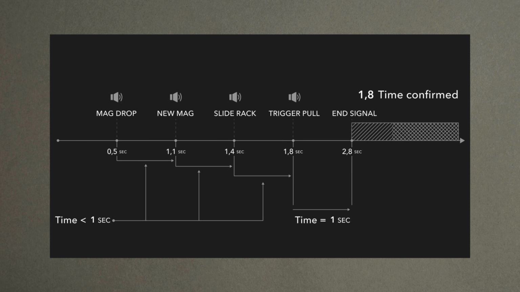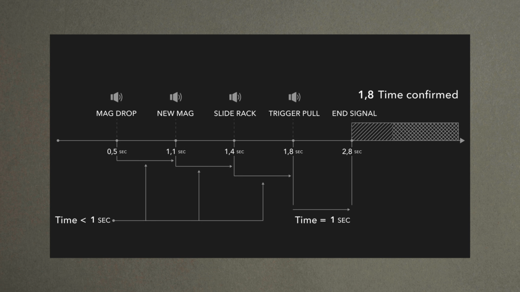For example, let's take a reload drill. Waiting time is set to 1 second. The mag drops at 0.5 seconds. Timer registers it, but does not acknowledge it as a finish yet, starts counting 1 second. At 1.1 second, you insert a new mag. Timer registers the sound, but doesn't acknowledge it because it's been less than 1 second from the last sound. It starts counting 1 second again.